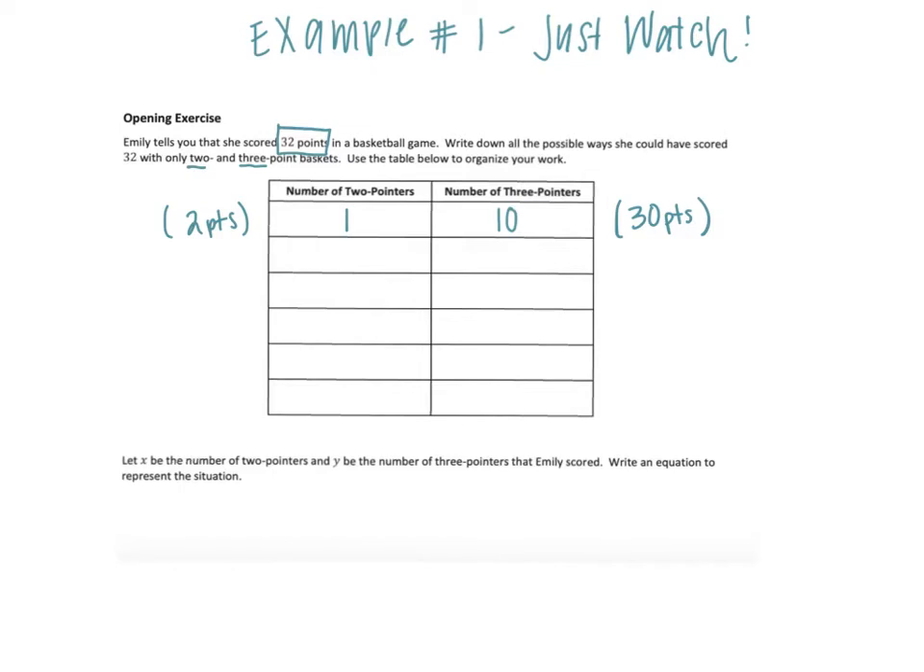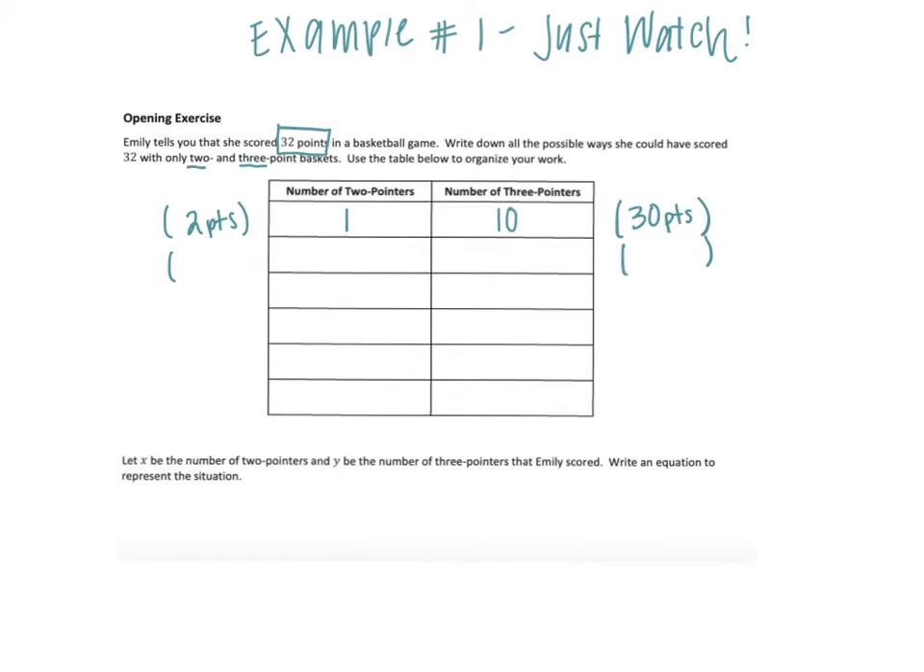Now let's see if we could do 2. So let's say she did 2 2-pointers. That would be 4 points, right? And that would mean we have 28 points remaining. Now, will 3 go into 28 evenly? It's not going to, right? So this is not going to be a combination. We can't do 2 points. Okay?